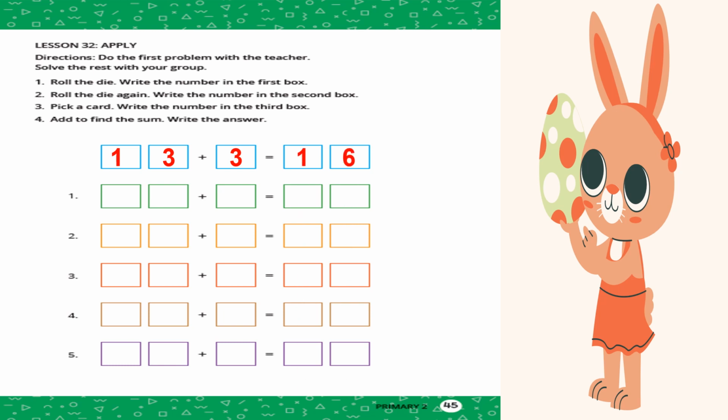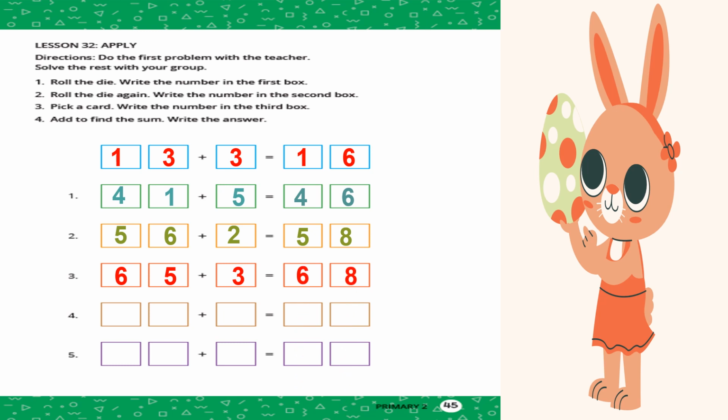Number 1, 41 plus 5. After 41: 42, 43, 44, 45, 46. Number 2, 56 plus 2. After 56: 57, 58. Number 3, 65 plus 3. After 65: 66, 67, 68.